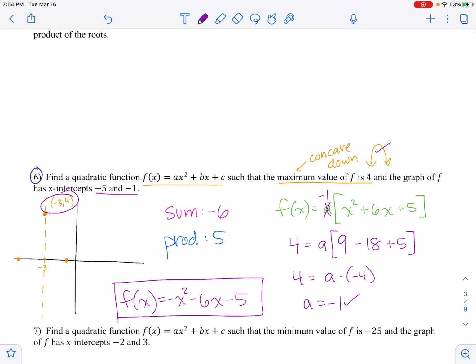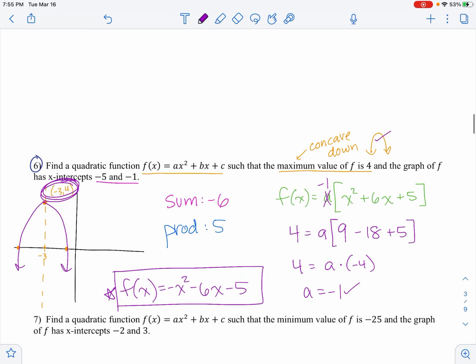This is something that you could check. We know how to graph this. Go through your steps. Make sure that this is, in fact, your vertex at -3, 4. Solve this. You could factor it to make sure your two x-intercepts were -5 and -1. There's a lot of kind of self-checks that you can do for these types of problems.